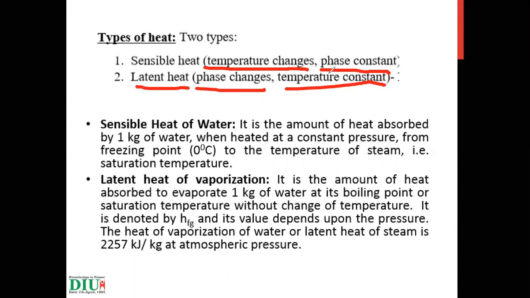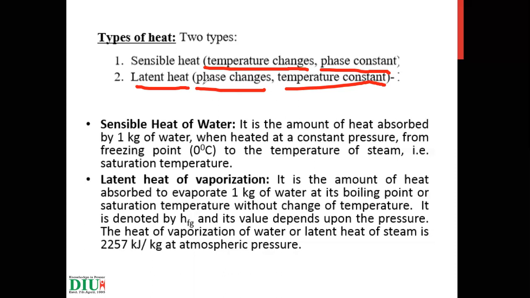In a similar way, 100 degrees Celsius water starts boiling and becomes 100 degrees Celsius steam. So you can see that 100 degrees Celsius remains 100 degrees Celsius, but the phase changed. The liquid becomes gaseous. So that is latent heat. Remember, these two things are very important.